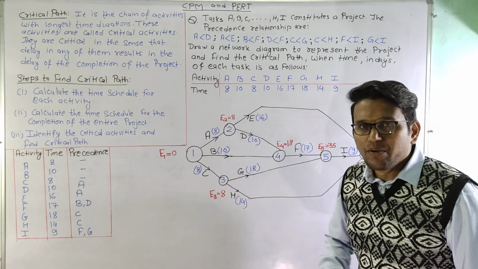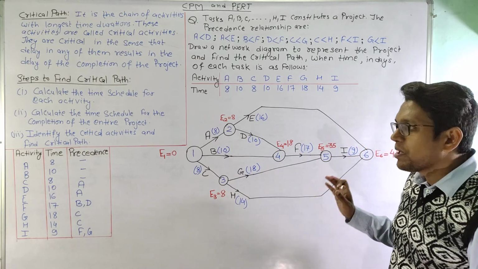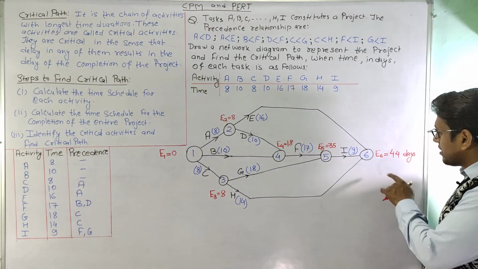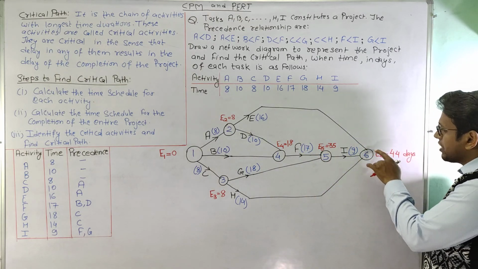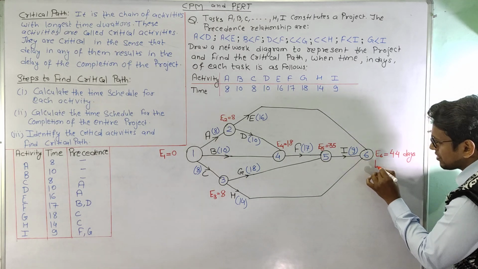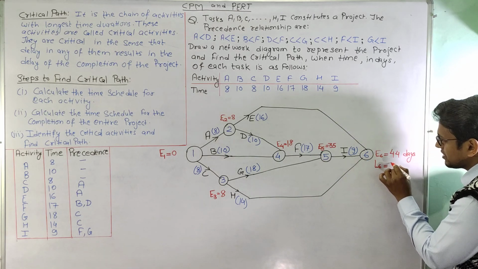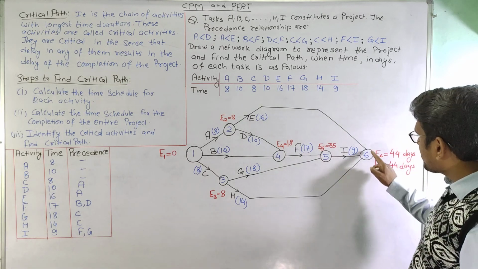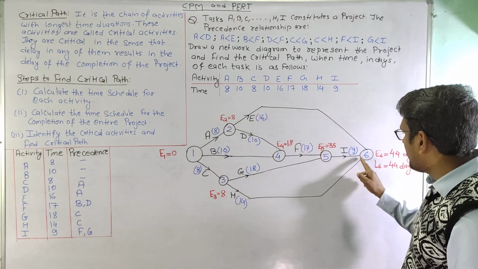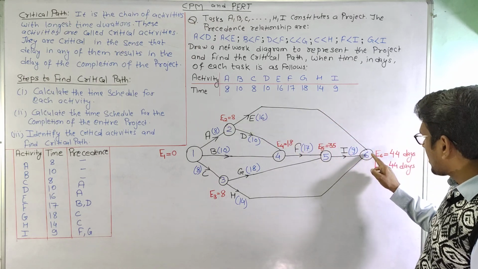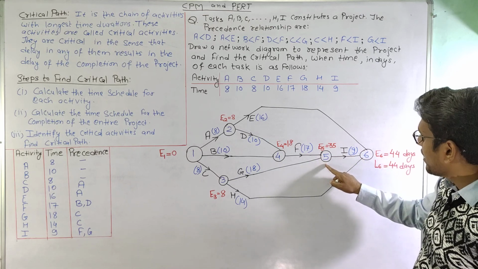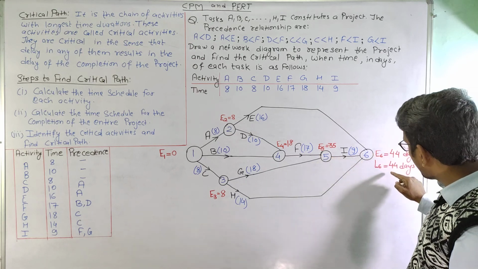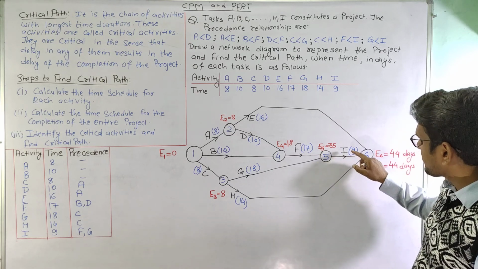Now in order to calculate the latest time, we will use the backward pass method, and in using the backward pass method we will take this completion value as the value of L6, that is 44 days, and we are going to reduce this as we go from one activity to another. Suppose we are coming from 6 to 5, we can see that there is only one outgoing activity. So we will decrease 9 from 44.